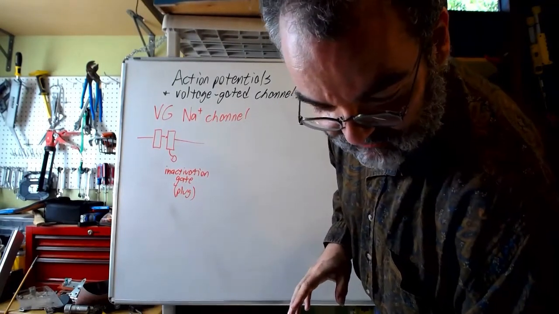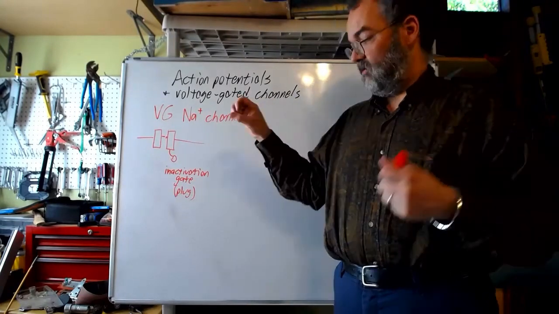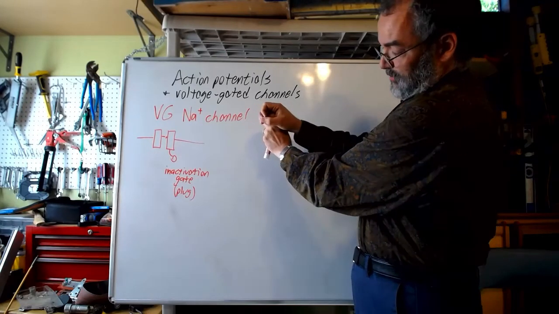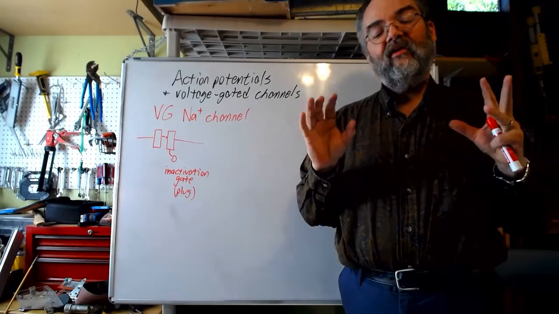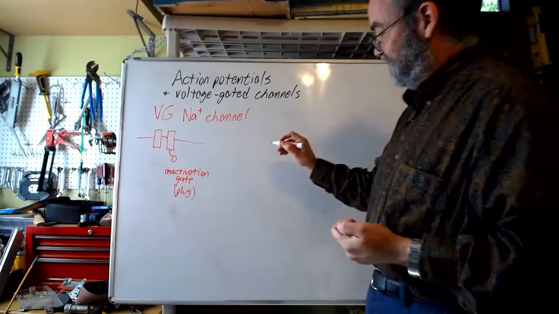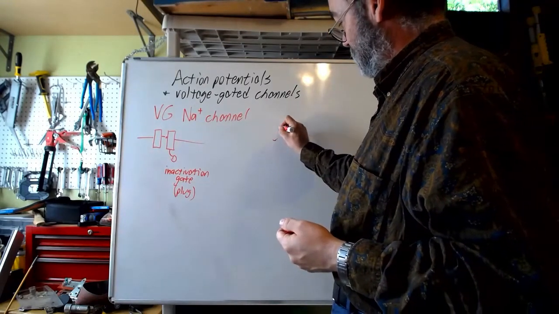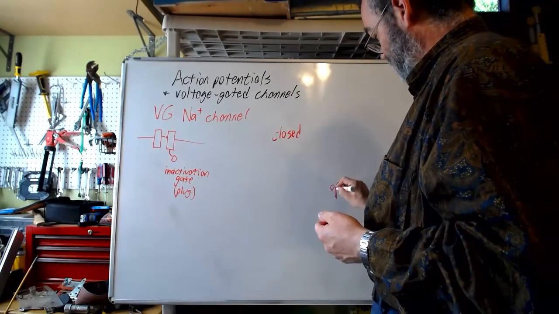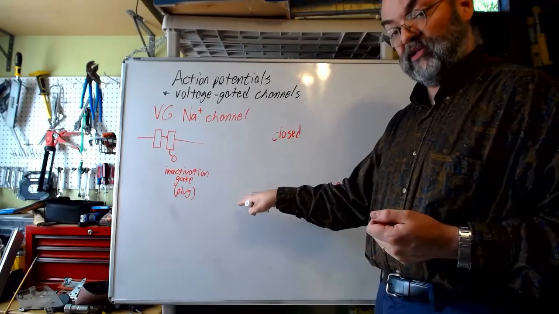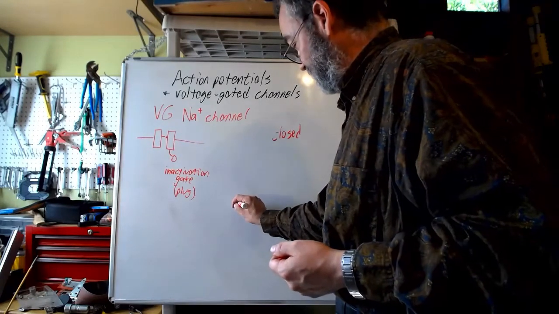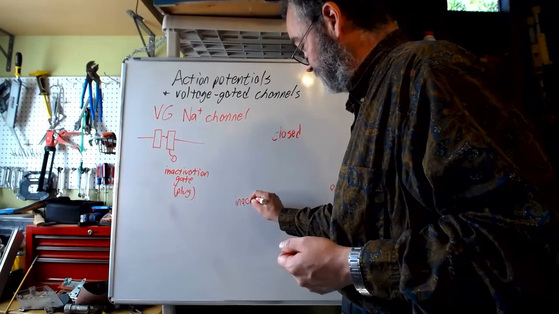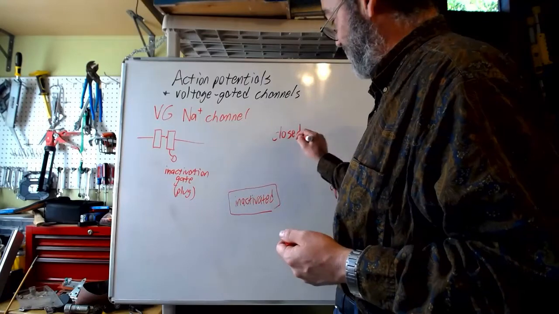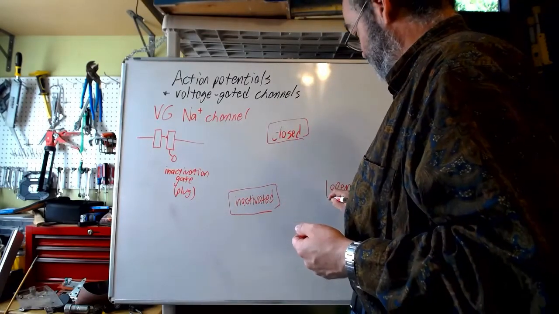So that means it kind of has three states it can be in. Closed but unplugged, open and unplugged, and open and plugged. We can think of it with those three states like this. It can be closed, it can be open, and it can be plugged, which the better term is inactivated. So these are the three states this channel can be in.